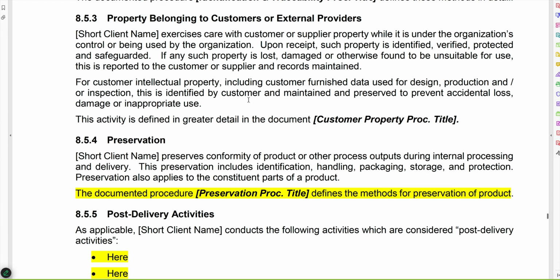Now in section 8.5.3, we talk about property belonging to customers or external providers. So here we write about the fact that the company exercises care with customer or supplier property while it's under the organization's control or being used by the organization. So upon receipt, such property is identified, verified, protected, and safeguarded. So again, if it's applicable, we write this paragraph.